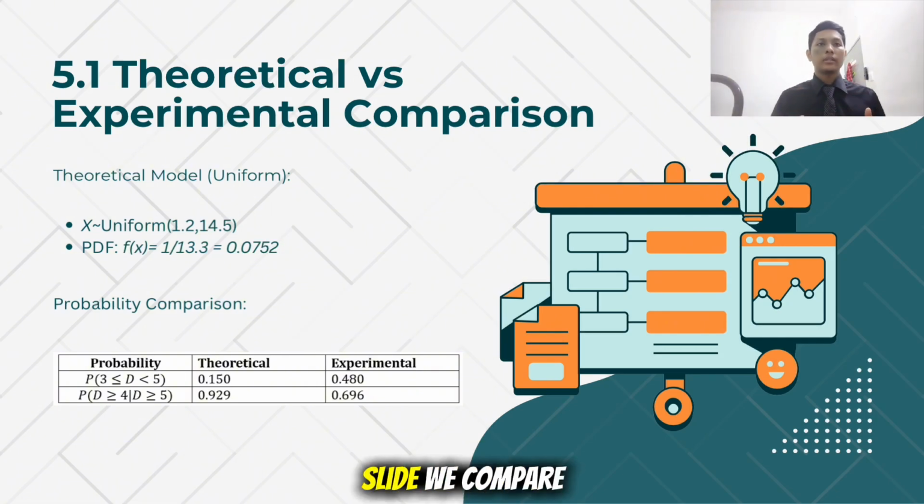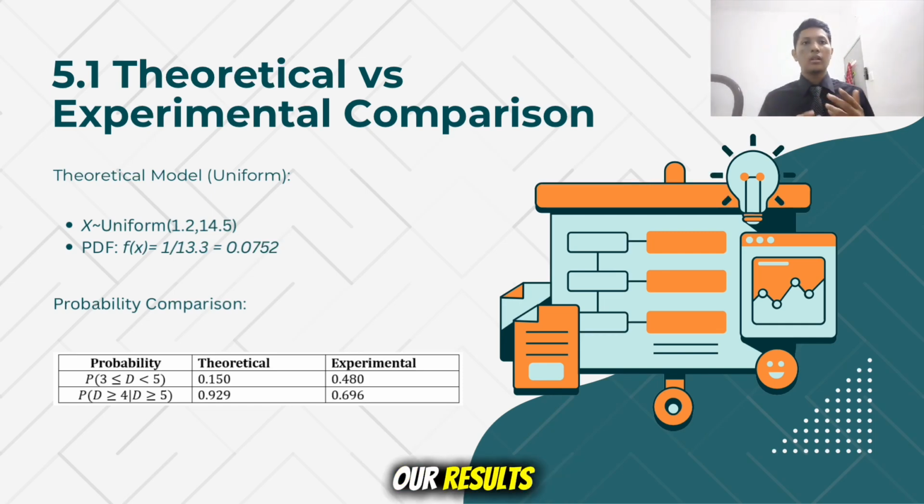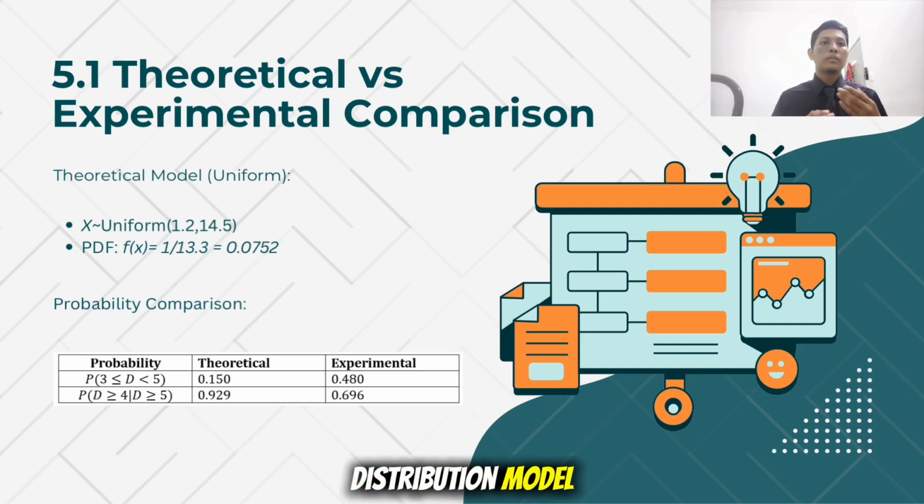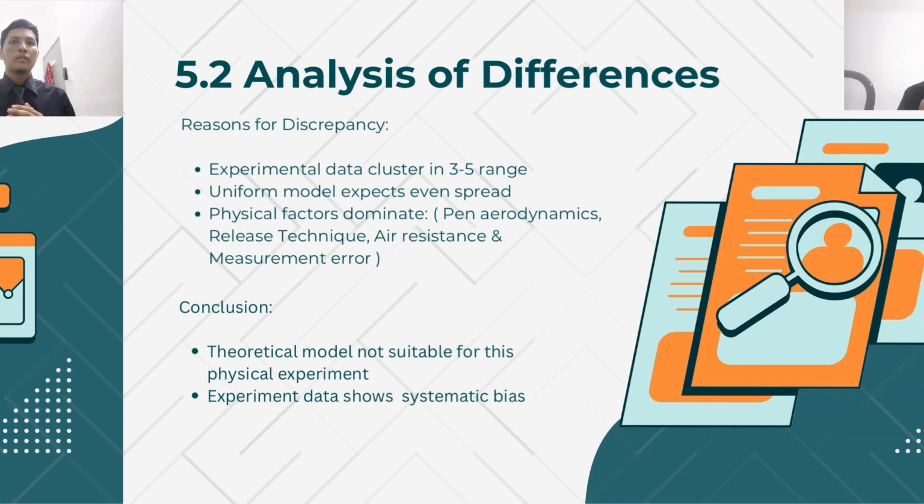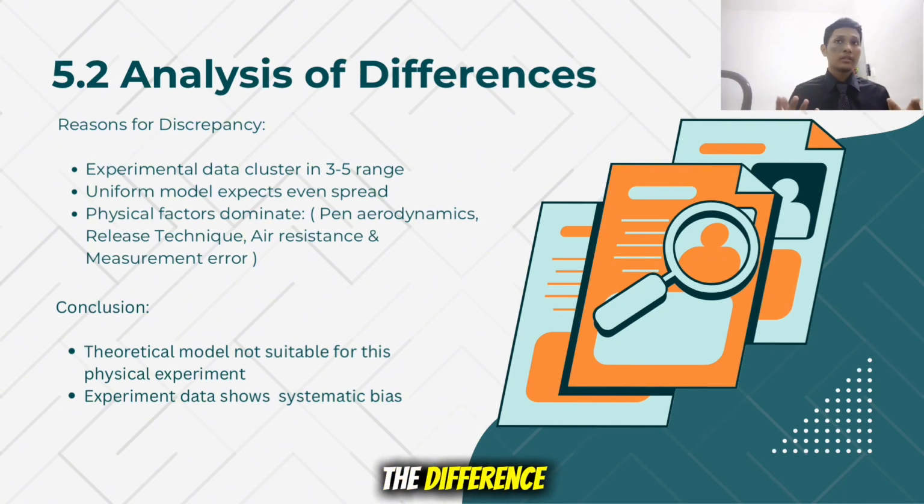Now for this slide, we compared our results with the uniform distribution model. The theoretical model predicted only 50% probability for the 3 to 5 cm range, but we observed 48%, which is much higher. Next slide. Why the difference?